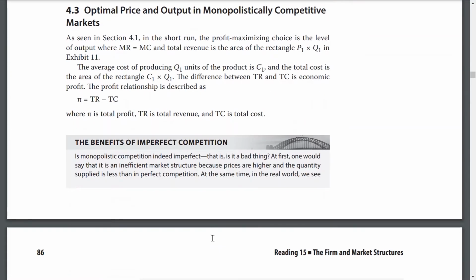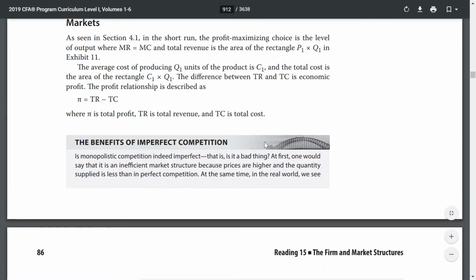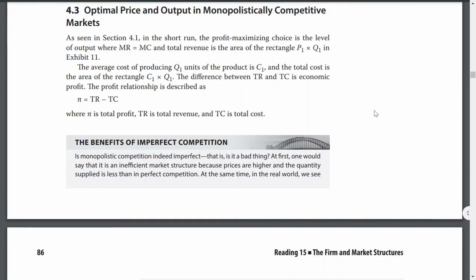Optimal price and output in monopolistically competitive markets. As seen in section 4.1, in the short run, the profit-maximizing choice is the level of output where MC equals MR. The total revenue is the area of the rectangle P1 multiplied by Q1 in Exhibit 11. The average cost of producing Q1 units of the product is C1, and the total cost is the area of the rectangle C1 multiplied by Q1. The difference between TR and TC is the economic profit. The profit relationship is described as such, where pi is equal to the profit, TR is the total revenue, and TC is the total cost.